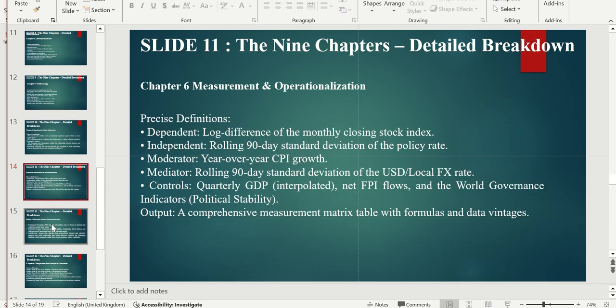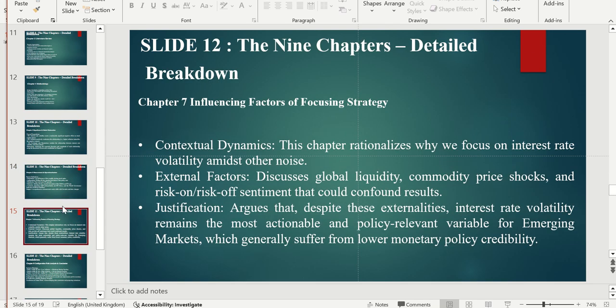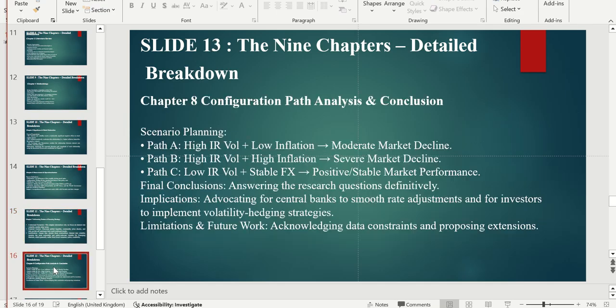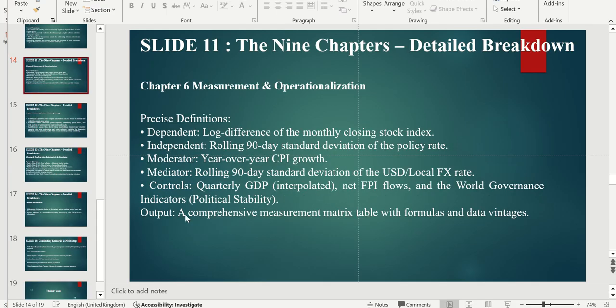Now the last one is our output: a comprehensive measurement matrix table with formulas and data vintages.